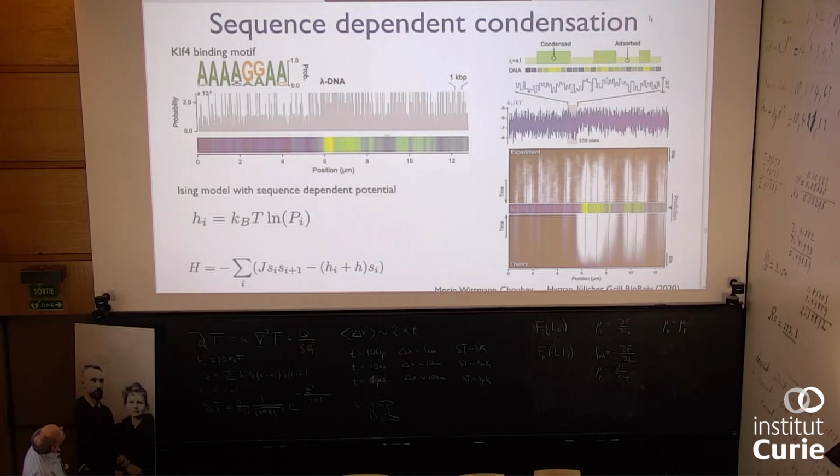And we take this as an input for a very simple condensation model, which is essentially an Ising model, where we say we have a condensed state and an adsorbed state, and they correspond to a two-state system. And there is a field which favors one or the other state, and this field comes from the overall concentration, which is homogeneous, plus a modulation by the DNA sequence, which we can infer from this binding motif.